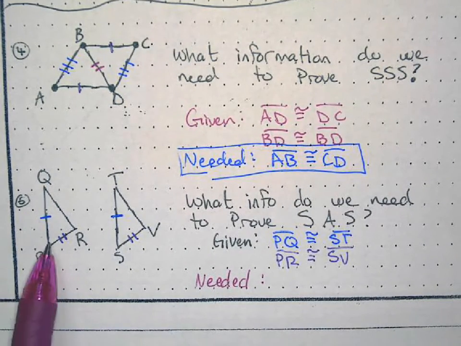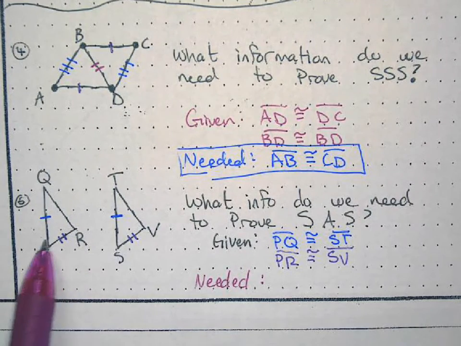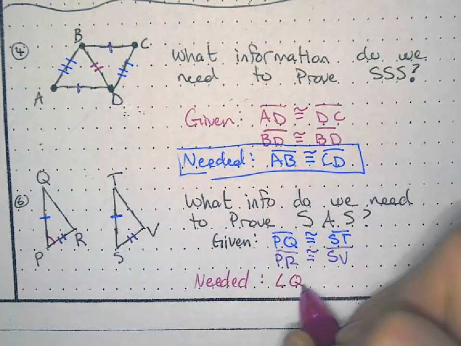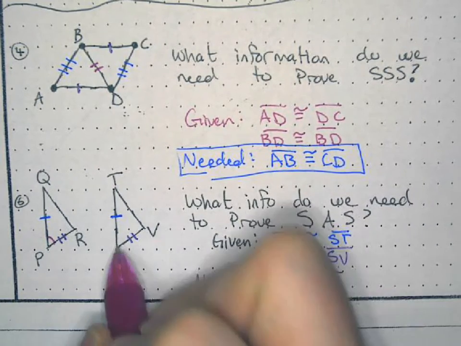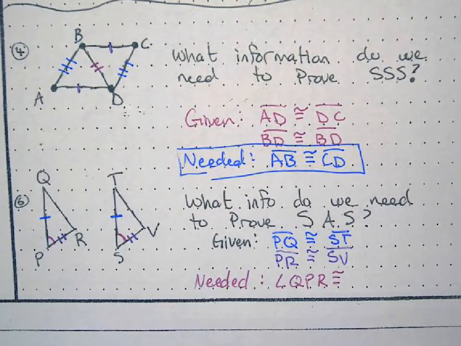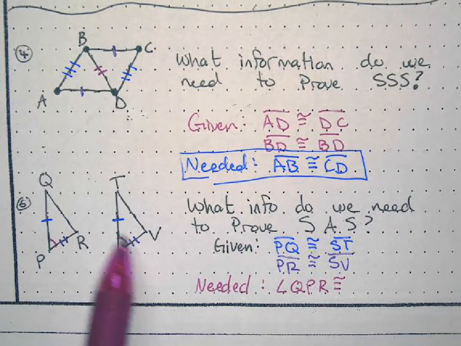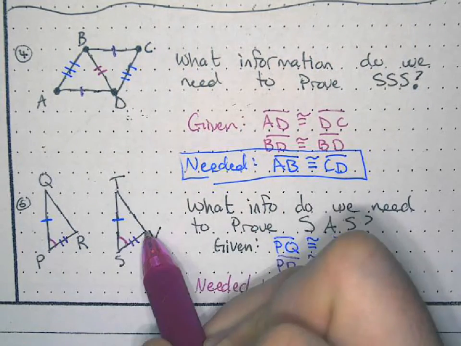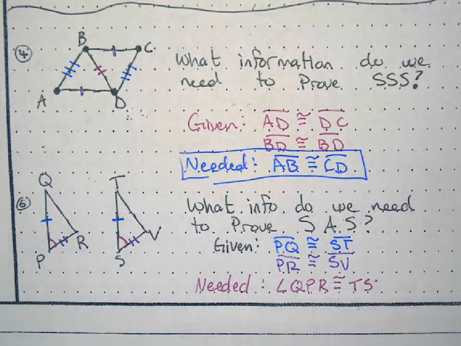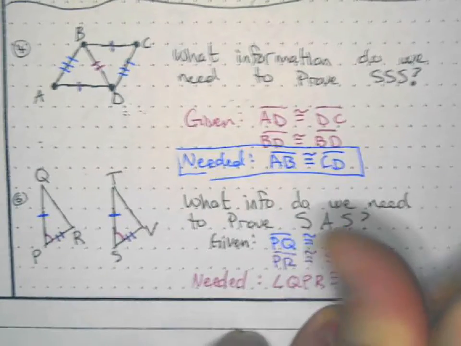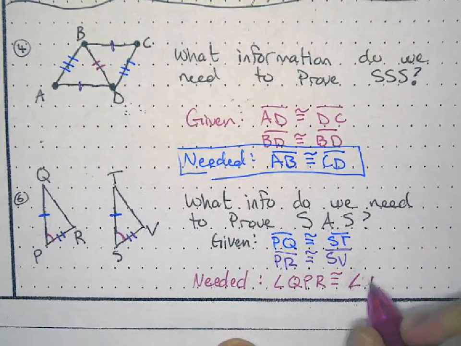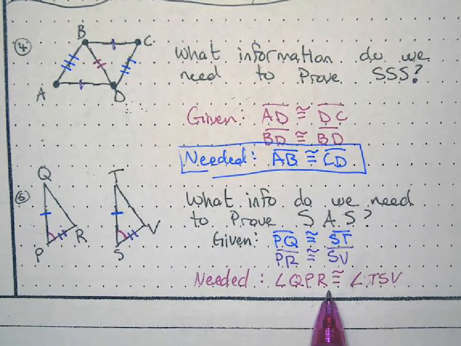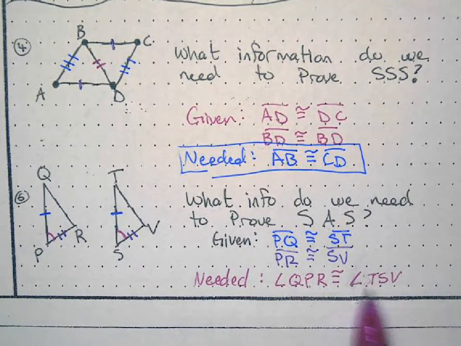Well, what is needed is for angle QPR, this angle right here, to be congruent to this angle right here, because this is the angle that's in the middle of the two sides. So QPR would be congruent to TSV. Oh, gotta put my angle symbol. Always putting that vertex in the middle. This point right here, the S, goes in the middle when we're labeling an angle.